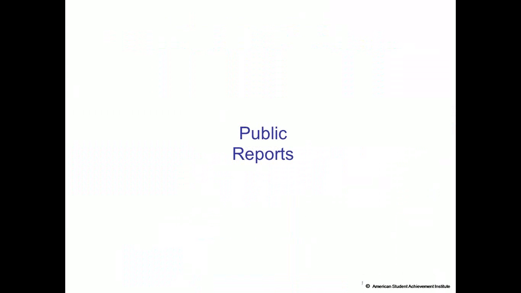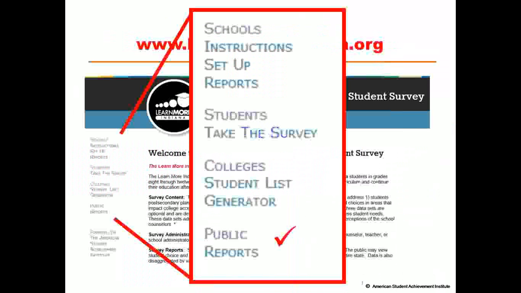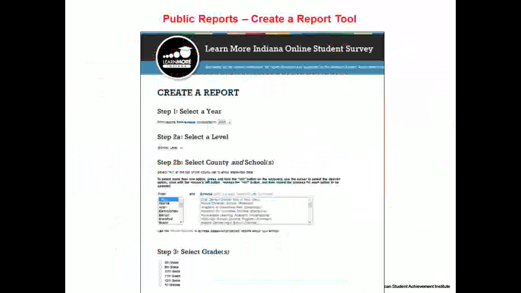Okay, then let's look at the public reports. Just want to kind of look at that real quickly. The public goes to this page also. They click on reports, and then they go to a page that looks like this where they can design the report they want. They identify the year of the data that they want, a level if they're looking for just school level data or county level data or state level data, and then they can select the specific school whose data they want to see, and then the grade levels.